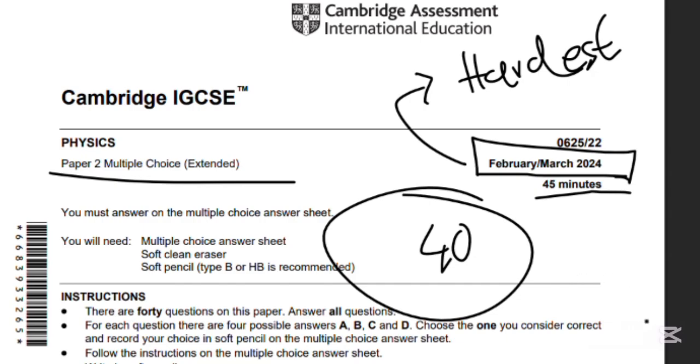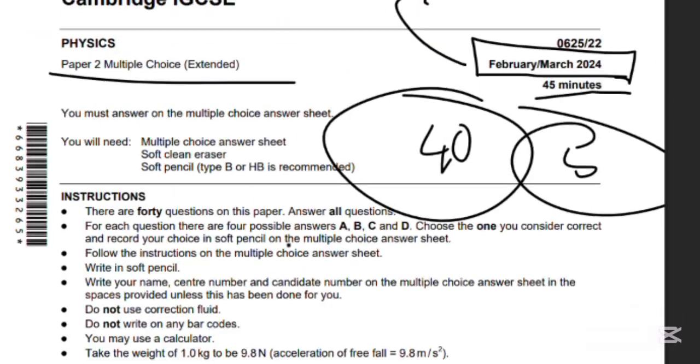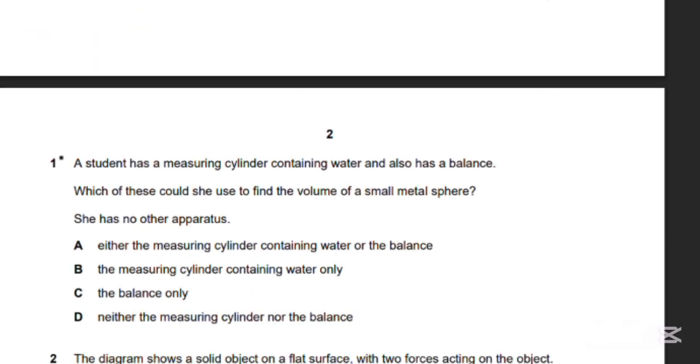It's for 40 marks, and you have to complete it in 45 minutes. I would suggest you complete it in 40 minutes and then spend the remaining 5 minutes on checking. Okay, so let's begin.